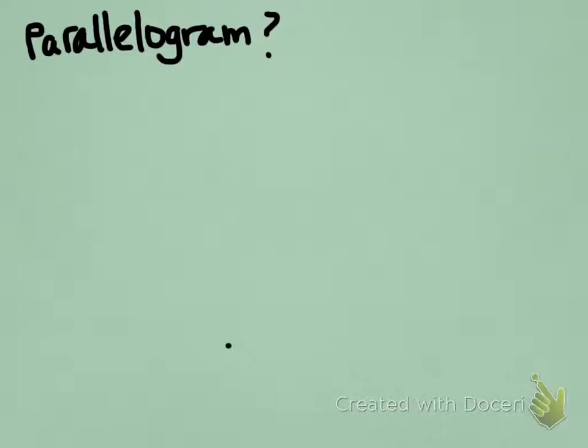Okay, let's review. What is a parallelogram? Well, as a review, it is a quadrilateral with both pairs of opposite sides parallel and equal in length. So it's going to look similar to this type of shape. We're going to have to learn how to find the area for this parallelogram, so we're going to connect parallelograms to rectangles.